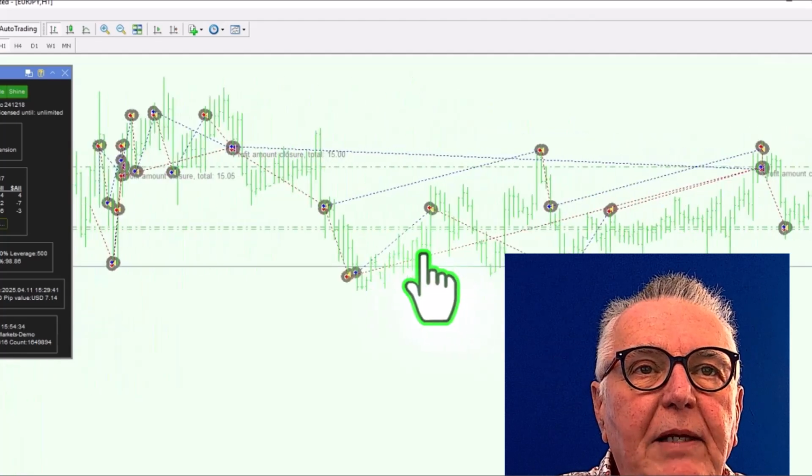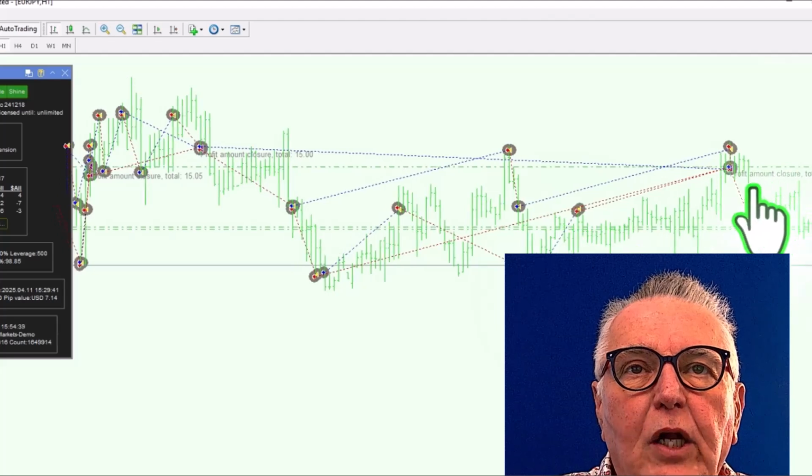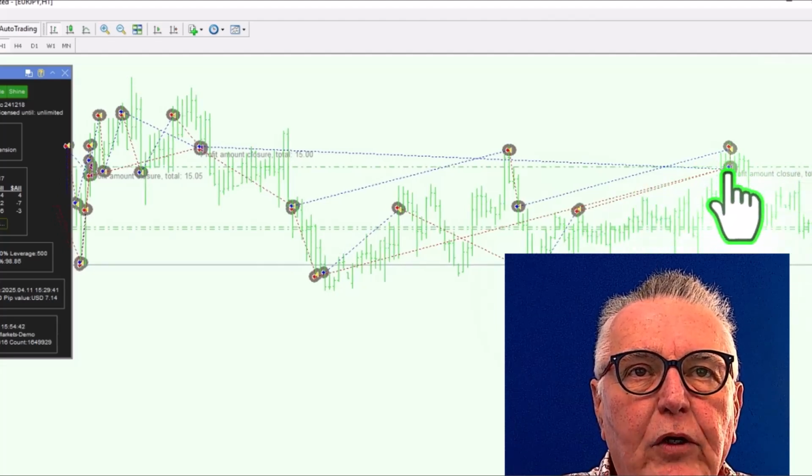Let's see if there's any more of these. And there's another one where, in this case, it closed it at $20. So there's another group that traded.